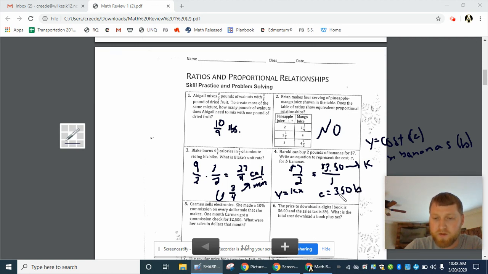One banana costs $3.50. So if I put 1 in for B, that is like 3.50 times 1, which is just 3.50. If I take 2 and plug it in for B, that is like 3.50 times 2, which happens to be 7. It costs $7 to buy 2 bananas. It costs $3.50 to buy 1 banana.